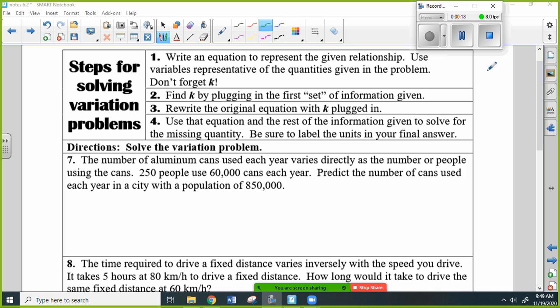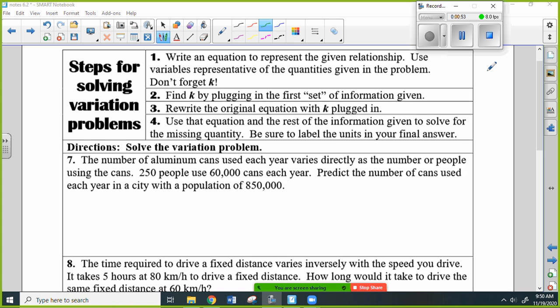If you are watching this as a recording, you will want to pause the video so you have time to write all these down. The first thing is you're going to write an equation to represent the relationship. That's exactly what we just finished doing. Now you may have to figure out what is the best variable to use, so that you can represent the actual quantities in the problem. So you shouldn't be using X and Y for everything. And then of course don't forget you have to put the K in there. So that's the part that we've already practiced.